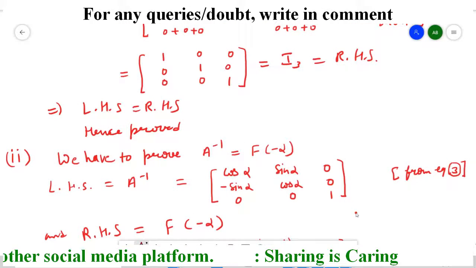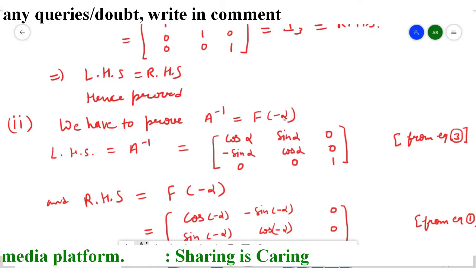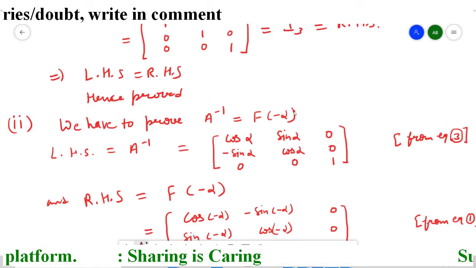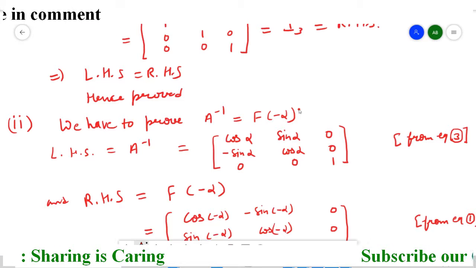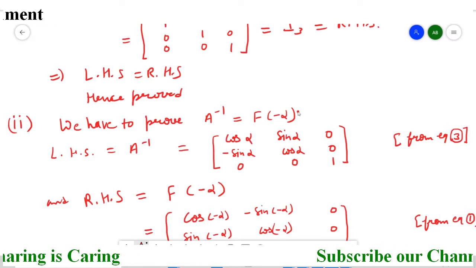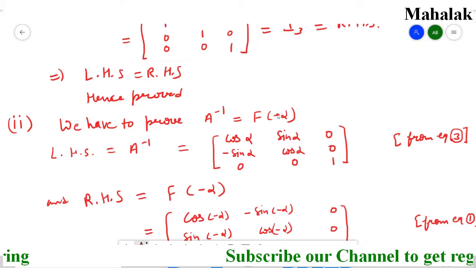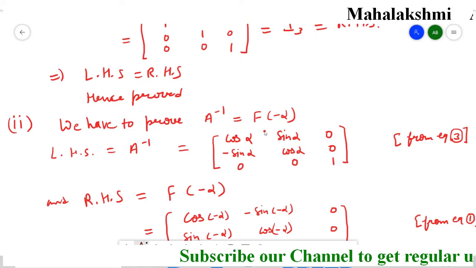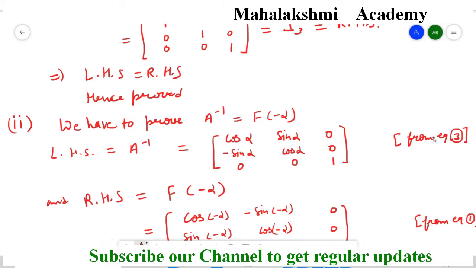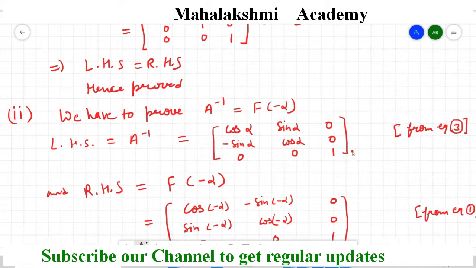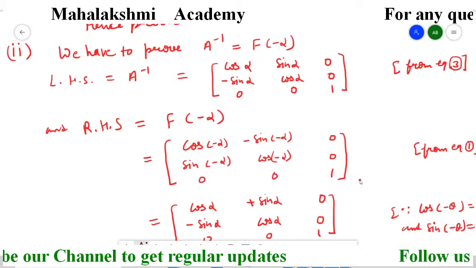Now in the second part we have to prove A inverse is equal to F minus alpha. You just see the question in your book. F alpha is a function in terms of alpha, which is a matrix. So minus alpha means, okay, I'll explain that afterwards. First A inverse. So on the left hand side we have A inverse, that I directly put from equation 3, the value which we already calculated earlier. Then we have to calculate F minus alpha.